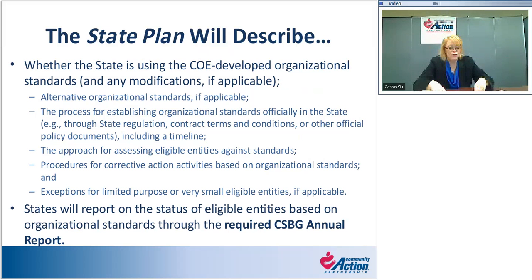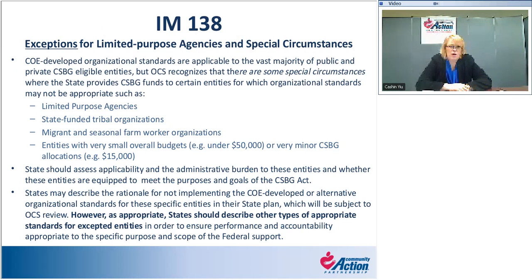But here, the state plan will need to describe whether the state is using the COE developed standards or a different set of standards. Again, the process for officially rolling them out, the process by which they're going to assess you, the process for corrective action plan or technical assistance, and again, any exceptions for limited purpose agencies or very small grantees, if that's applicable. We're going to talk about what that says in the IM specific to those small grantees. And again, then the states will need to report on the progress of the standards through the annual report. So that IS report at the end of the year is going to have some modifications to it. So Denise, I'm a very small grantee.